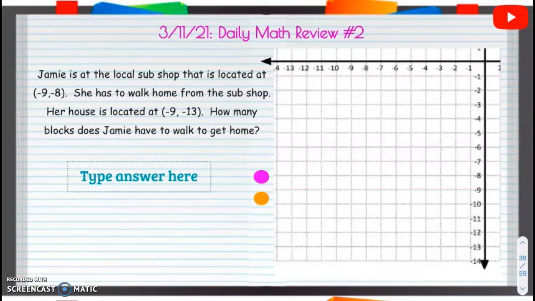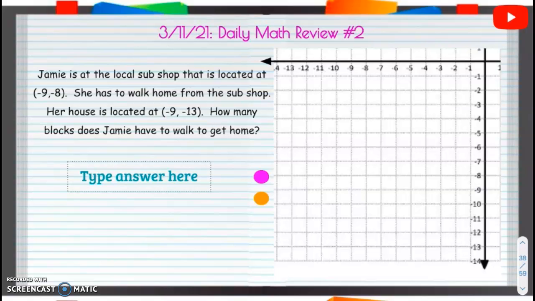All right, our DMR number 2. So Jamie's at the local sub shop that's located at -9, -8. She has to walk home from the sub shop. Her house is located at -9, -13. How many blocks does Jamie have to walk to get home?